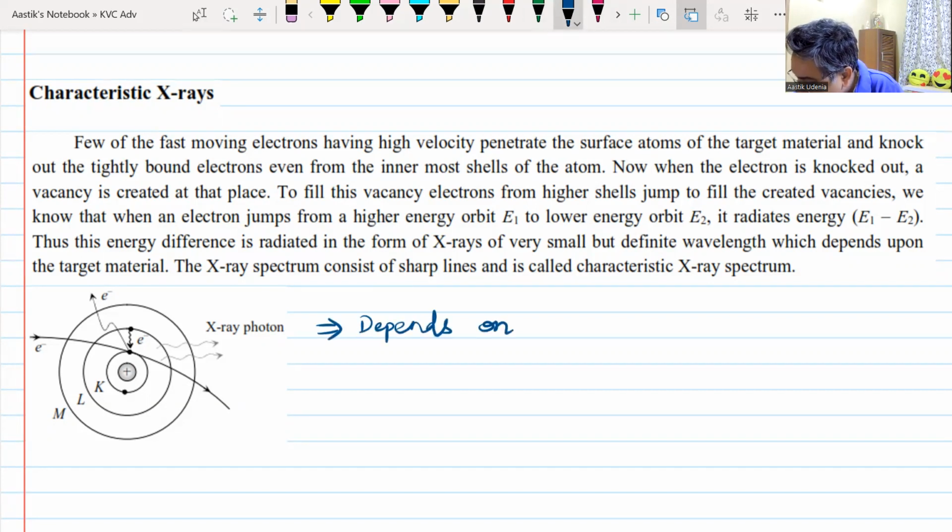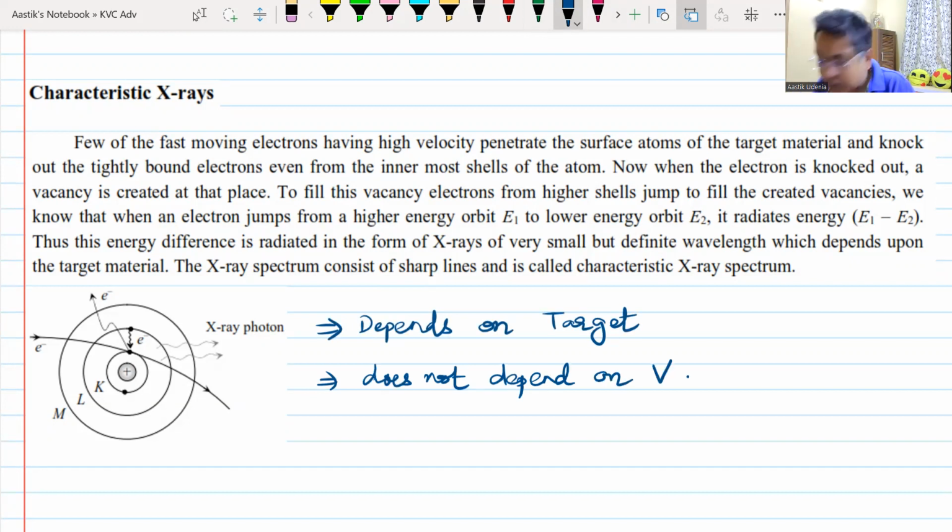It depends on the target and it does not depend on the accelerating voltage V. Now what happens? You can see this electron going zigzag. Because of this getting deflected, the X-rays which are produced are known as continuous X-rays. Do we understand this? Yes, sir. That is a continuous spectrum and we have also seen its graph.